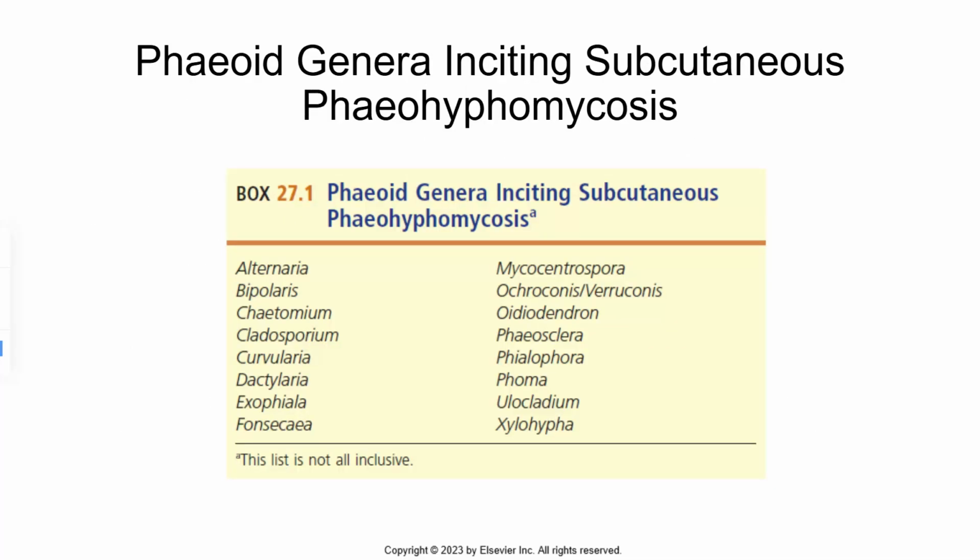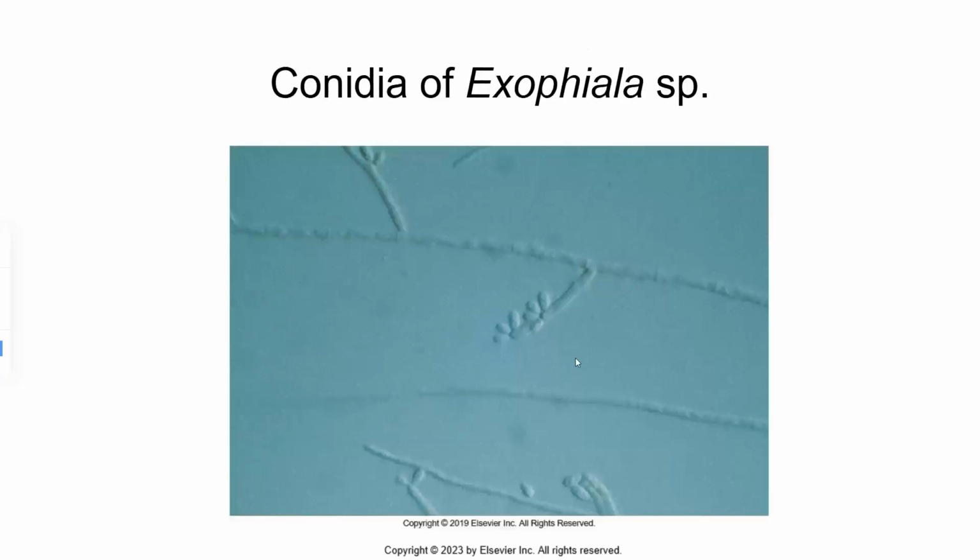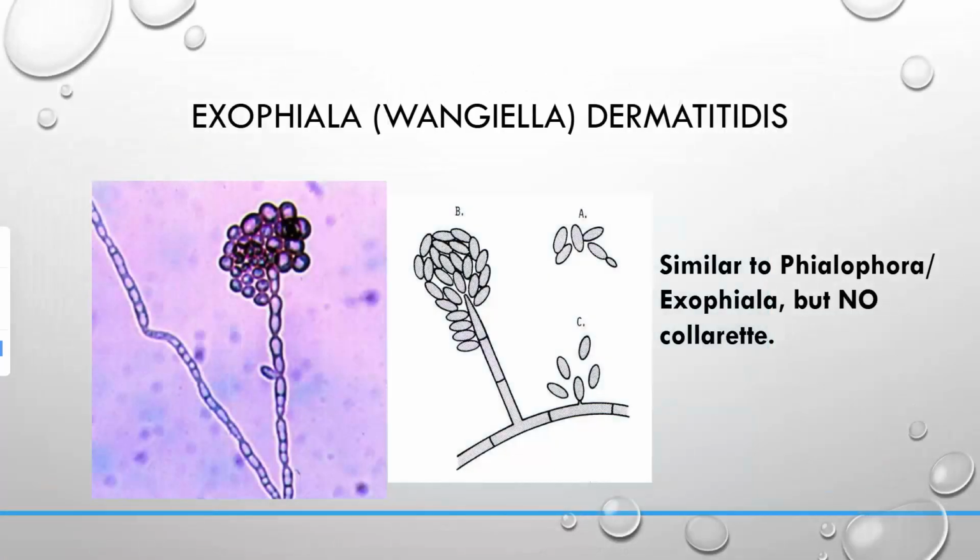Here's a table showing some of those. The ones that we focus on in this class: Alternaria, Cladosporium, Curvularia, Exophiala, Phialophora. So here is Exophiala and a couple more pictures of Exophiala. It's similar to Phialophora, but no collarette. So you don't see that cup-shaped structure toward the top. So when you're looking at pictures of these, you're not going to see that cup-shaped collarette.